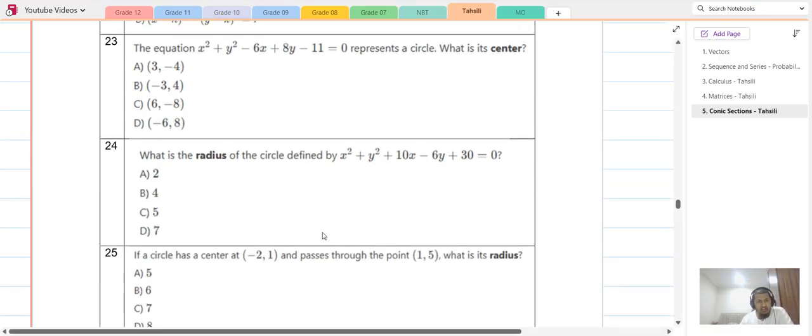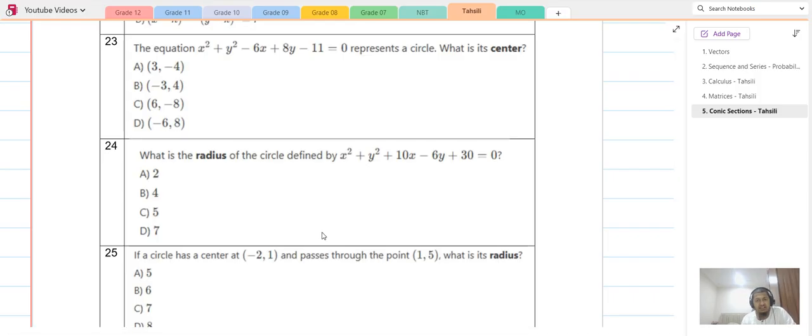The equation x squared plus y squared minus 6x plus 8y minus 11 equals 0 represents a circle. What is its center? All you need to do for the center is rearrange this. You're going to write x squared minus 6x plus y squared plus 8y minus 11 is equal to 0. So I put all the x's together, right? I put all the y's together.